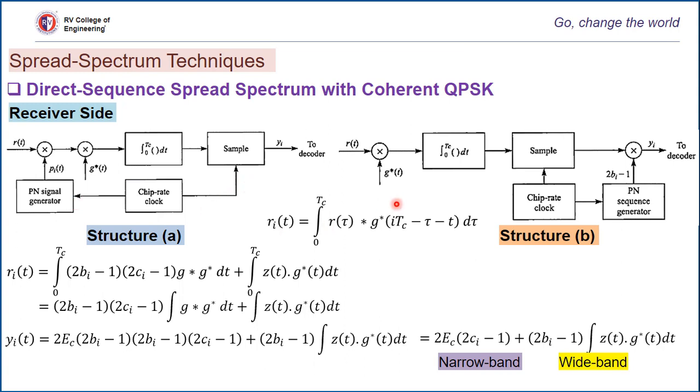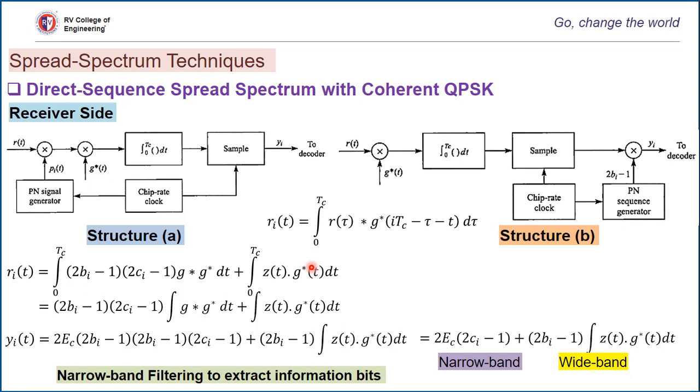When the statistical characteristics of the interference Z of t are unknown a priori, this is certainly one possible approach. There are alternate methods which use adaptive filter techniques with the matched filter or correlator to whiten the interference. We are not going to look at such receivers in our course, but we are limiting ourselves to the receiver structure which involves just the matched filter or the correlator.